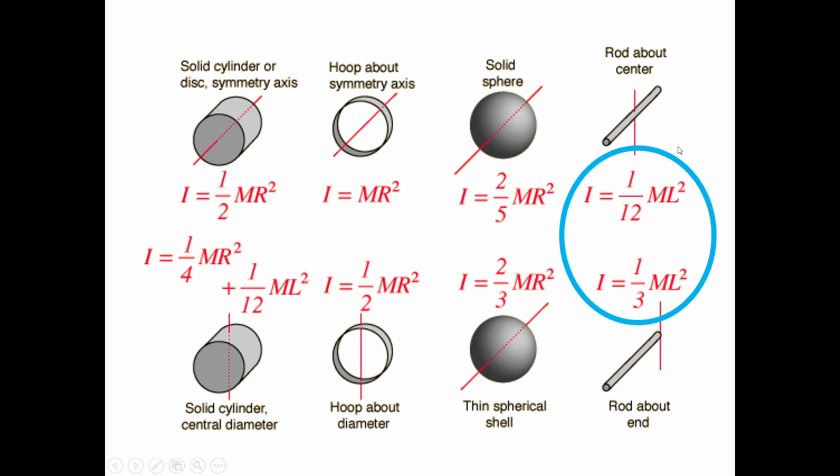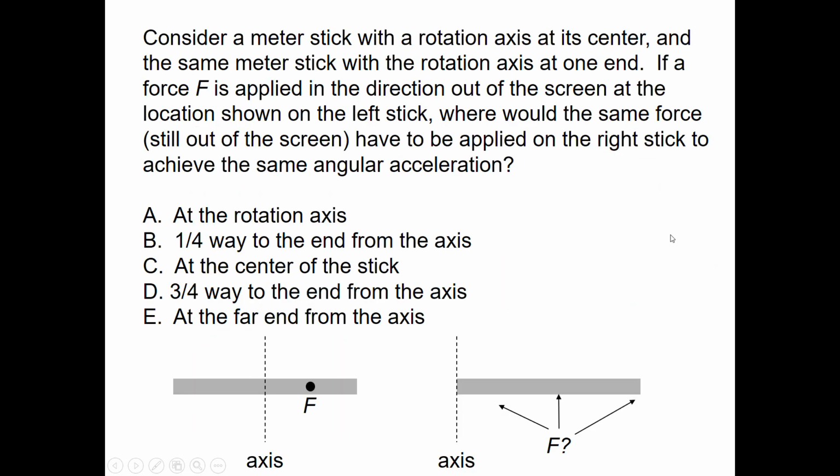So I just wanted to point out again that in this case, the moment of inertia of a rod about an end is 4 times as big as the rotational inertia of a rod about its center. That's relevant for this voting question. Here it says, consider a meter stick with a rotation axis about its center, and the same meter stick with a rotation axis about one end.